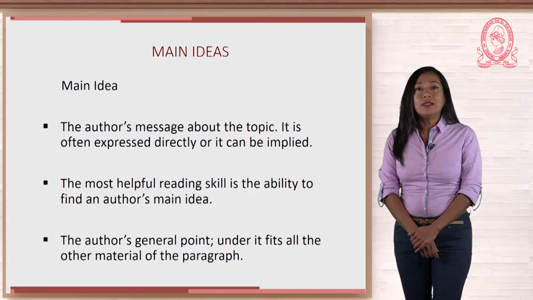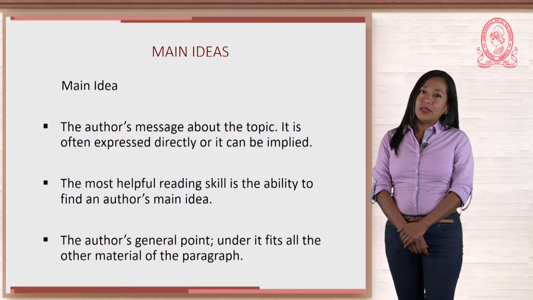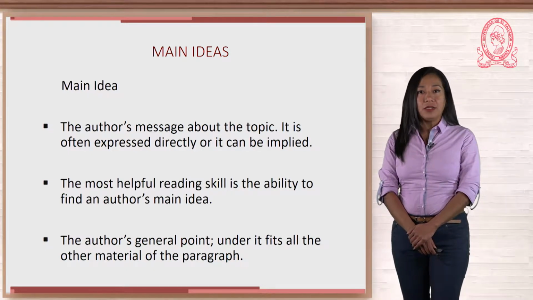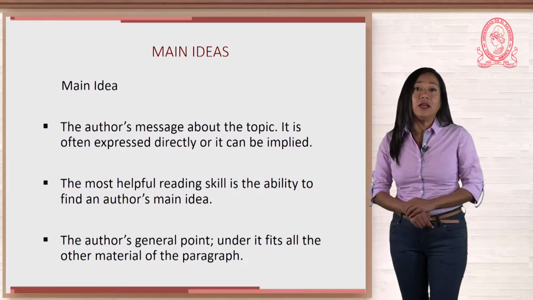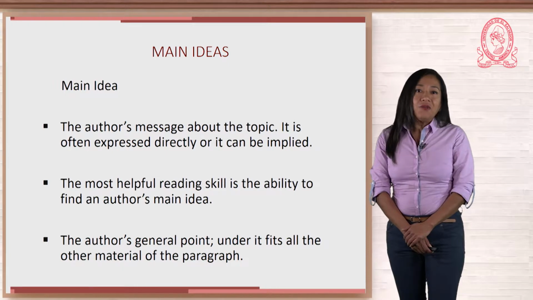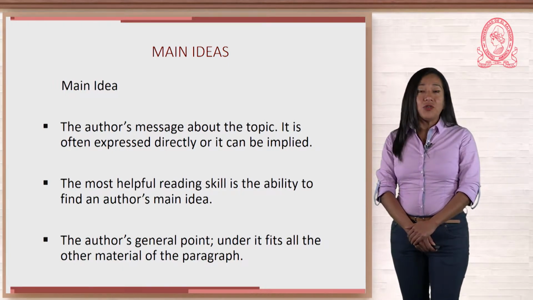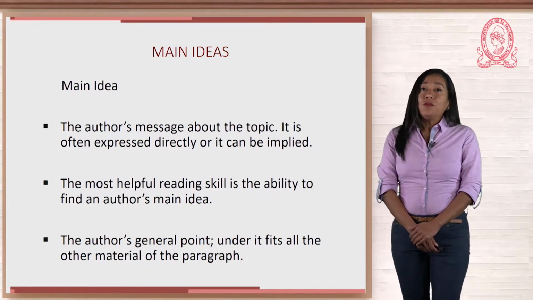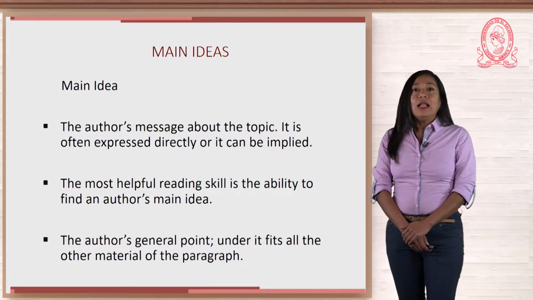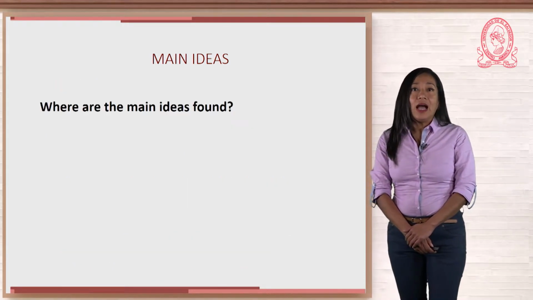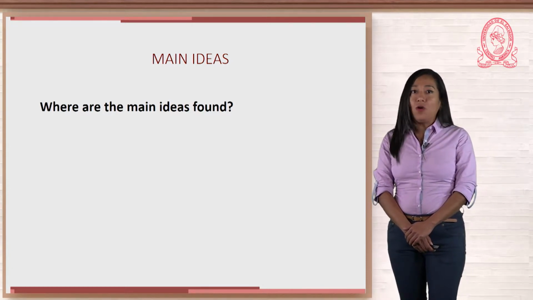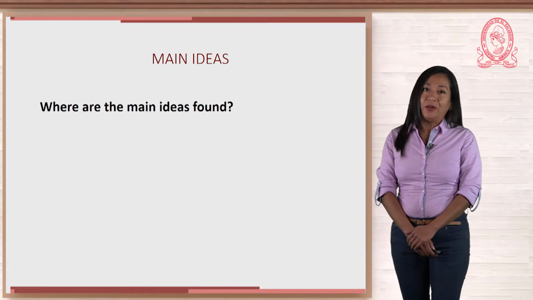In his book, 10 Steps to Building College Reading Skills, Langan explains that the most helpful reading skill is the ability to find an author's main idea. After you read a paragraph or a passage, ask yourself, what is the main point the author is trying to make? Langan defines the main idea as the author's general point. Under it fits all the other material of the paragraph.